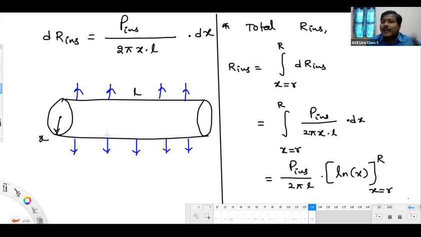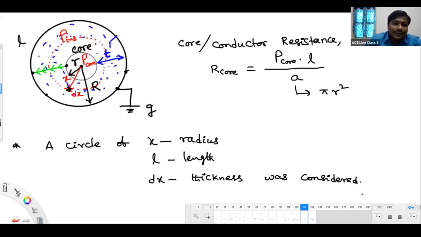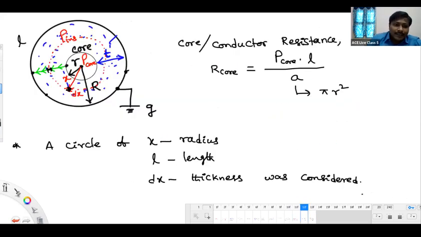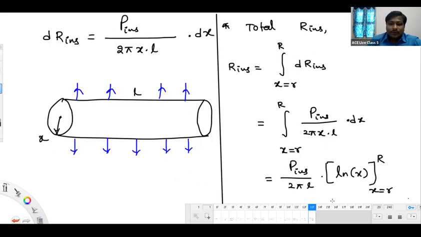From how much area is the current coming out? The perimeter of the circle, 2 pi x, multiplied with the length. That is the surface area from which the current is coming. So we have taken 2 pi x into L as the area of cross section through which current is passing out. And L is the length of current flow, which is nothing but this dx portion, because this is the portion from which the current is leaving out. So I can say dx. And we have to find the total insulation resistance, so we should integrate from small r to capital R.